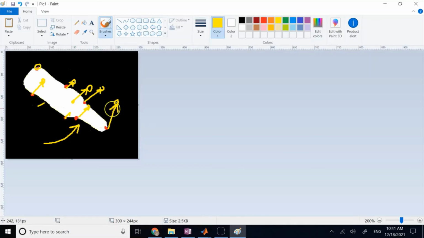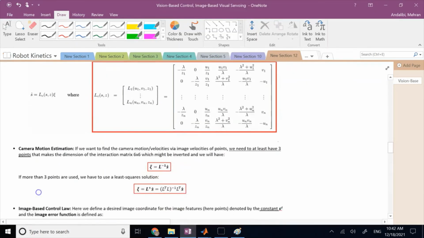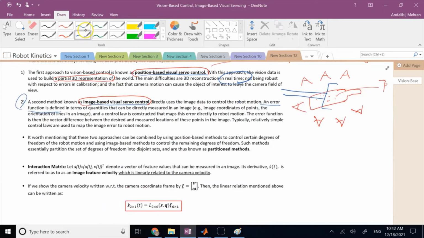So if I can calculate how much each one of these points should go, where their desired positions are going to be, so if I connect these yellow points together, I still have the boundary of the blob, but this time horizontal like this. That kind of difference in desired and actual location of the feature points is the kind of error that will drive my control signal, okay? And this is what we are going to watch in the next video. It's called image-based visual servo control, or IBVS.